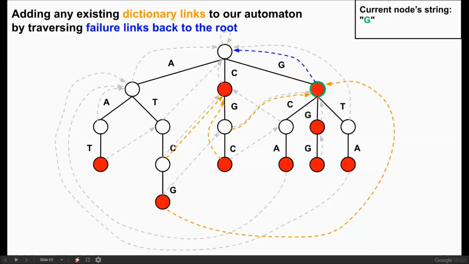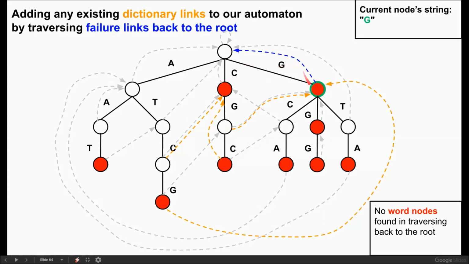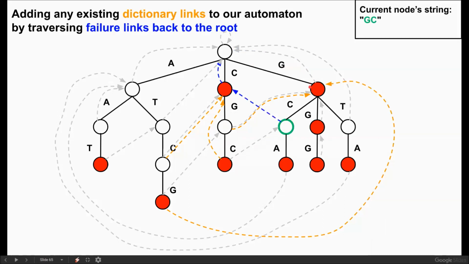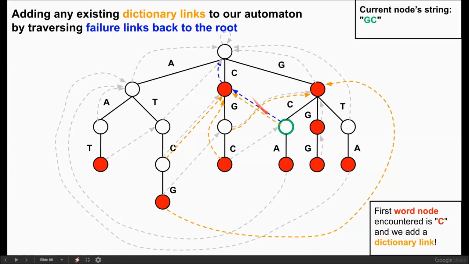Okay, now for this node, the failure link just goes straight back to the root. So we definitely don't have a dictionary link outgoing from this node. Okay, now we're here. Let's traverse. So we go along this failure link and we encounter a word node. So we add a dictionary link from our current node to the word node that we encountered.